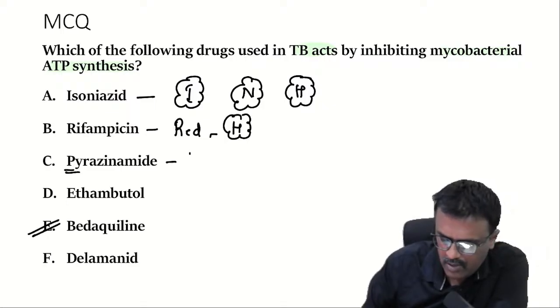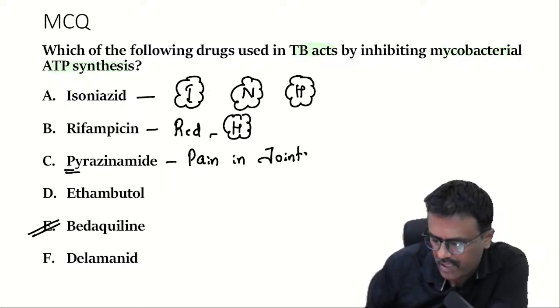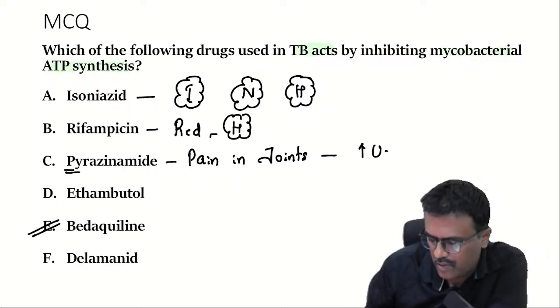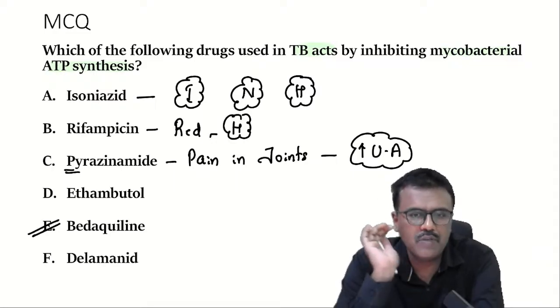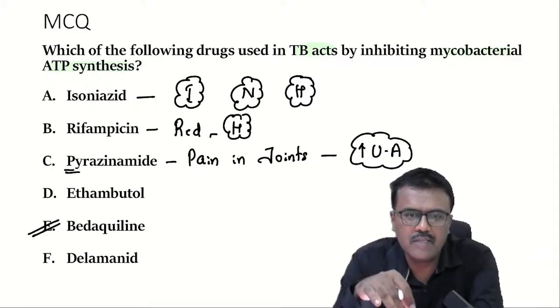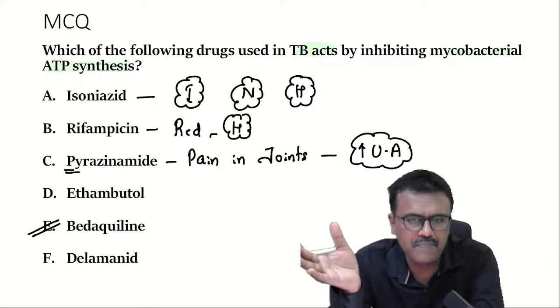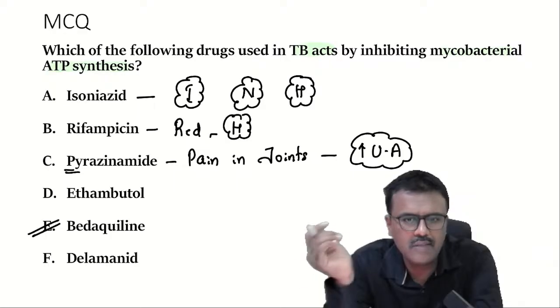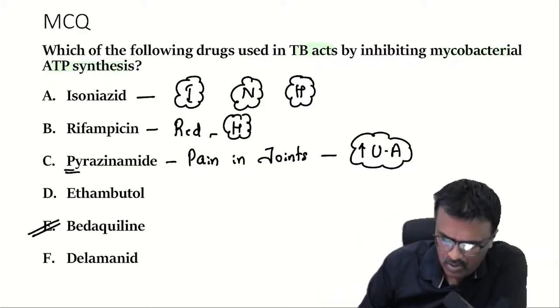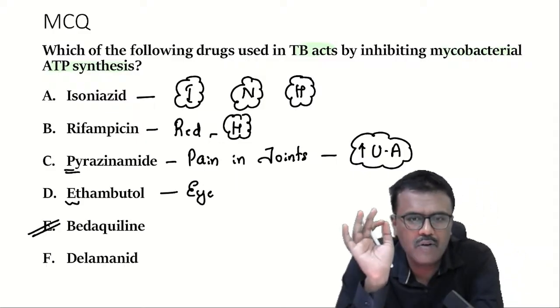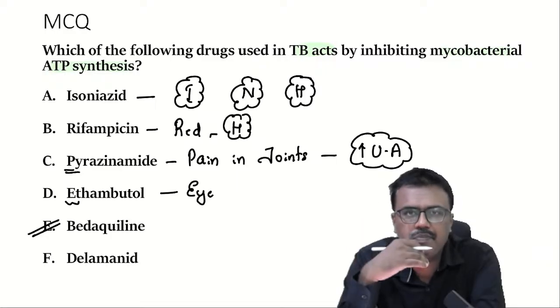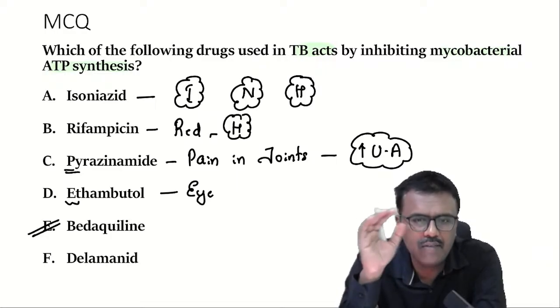Pyrazinamide starts with P, so it causes pain. Where, sir? In joints. Why, sir? Because it increases uric acid. So, suppose a patient is having TB and is on pyrazinamide and develops joint pain. What is the next step? Will you stop pyrazinamide? No. Give the analgesic. That's it. Ethambutol, E, it causes eye problem. Eye means it will cause retrobulbar optic neuritis. So patient will have decrease in visual acuity, red-green blindness, that is ethambutol.